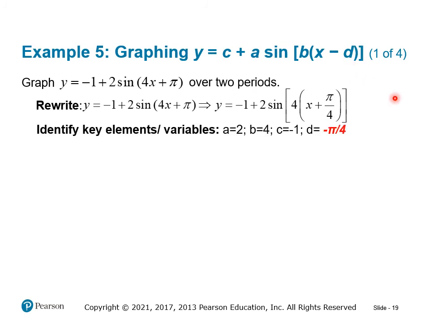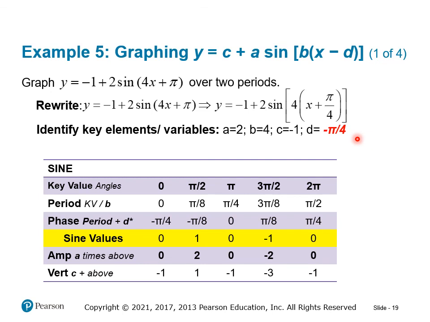We need to identify the variables. Our amplitude is 2. Our period factor is 4. Our vertical shift c is -1. And again, our phase shift is -pi/4 because it's the opposite here. If we rewrote it here, we'd see it's minus a minus, so we get that. All right, once we've done that, we build our table. And here we finally have a complete table. All right, it's not that difficult as long as we have this in the right form.